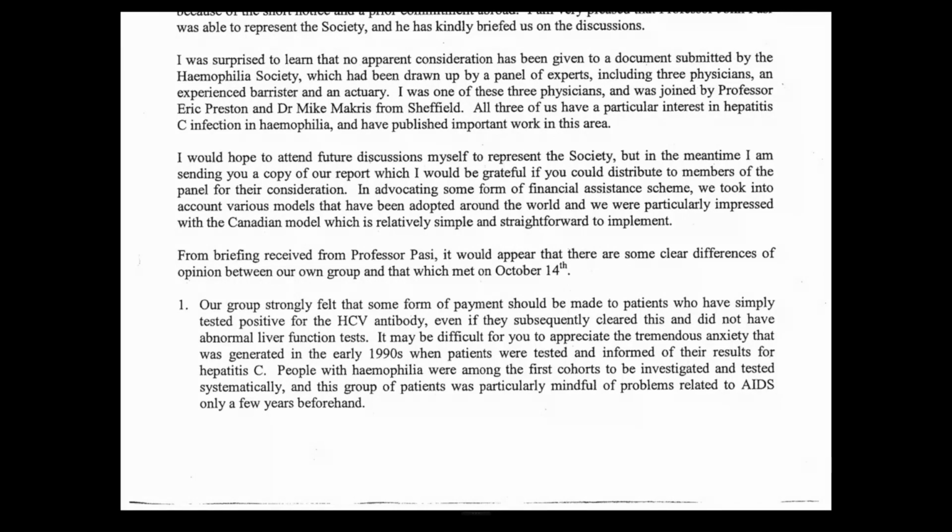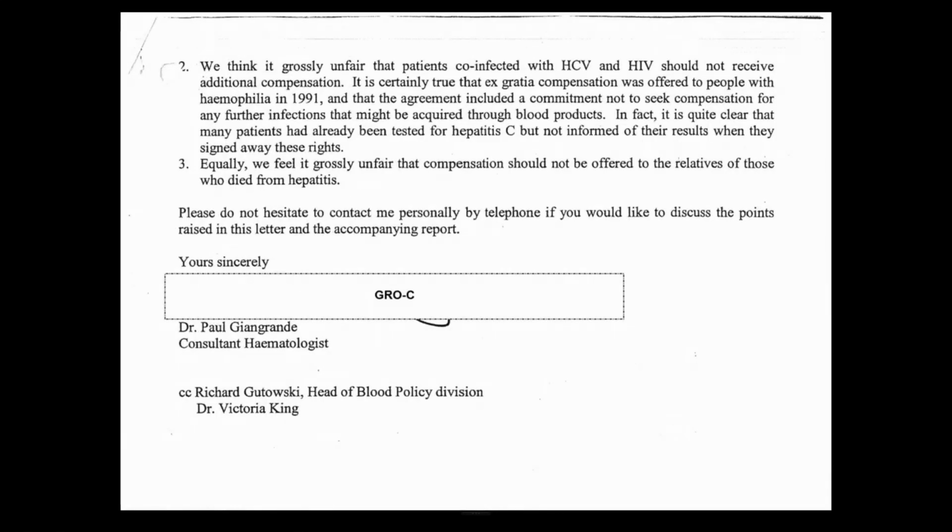The first is payment to patients who'd simply tested positive for HCV antibody, even if they subsequently cleared this. And you say it may be difficult for you to appreciate the tremendous anxiety that was generated in the early 1990s when patients were tested and informed of their results for hepatitis C. People with haemophilia were among the first cohorts to be investigated and tested systematically, and this group of patients was particularly mindful of problems related to AIDS only a few years beforehand. And then if we go over the page, please. You say, we think it grossly unfair that patients co-infected with HCV and HIV should not receive additional compensation. You go on to talk about that. And then 3, equally, we feel it grossly unfair that compensation should not be offered to the relatives of those who died from hepatitis. And then you offer to discuss the points with the person to whom you're addressing it.